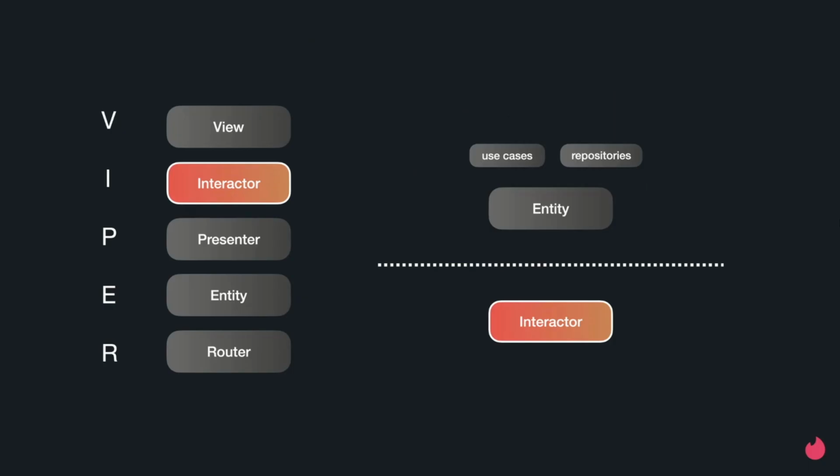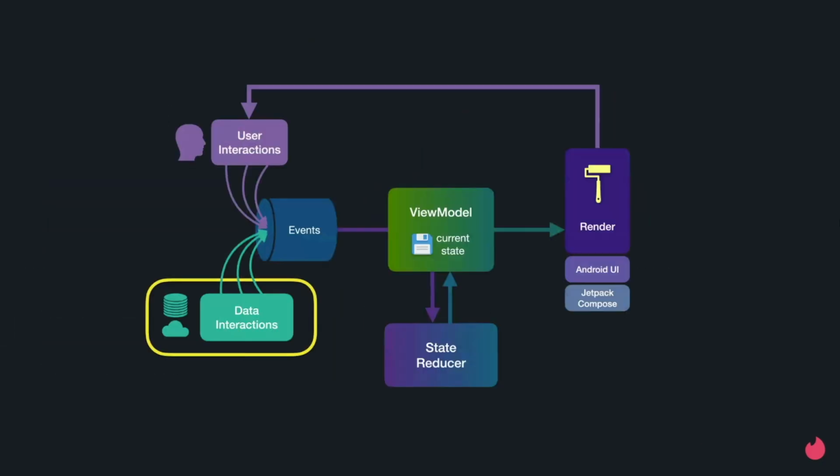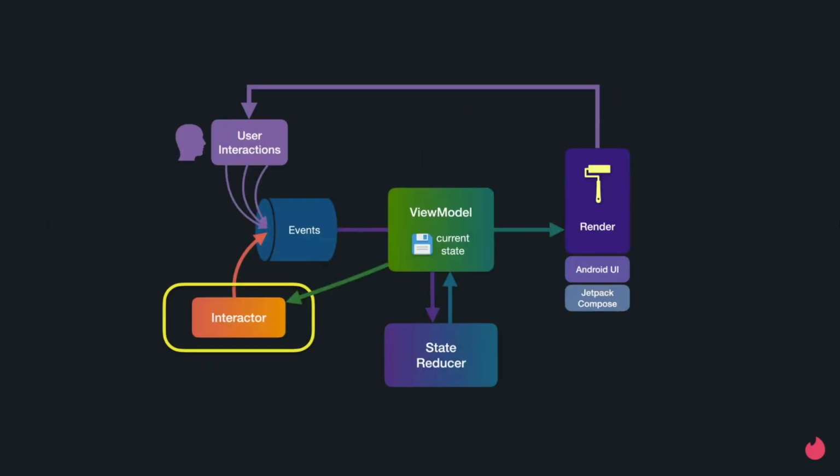So if we were to bring this component into our flow, we'd end up with something like this. Here, the view model's primary role is still just state storage. And now we can start to identify a secondary feature of the view model as being a pass-through for events and states.